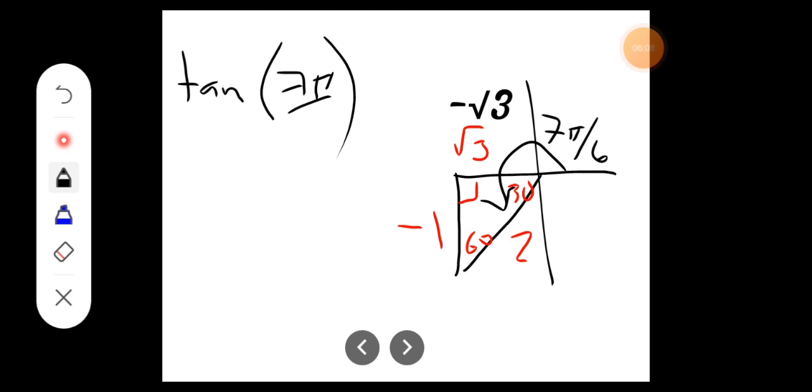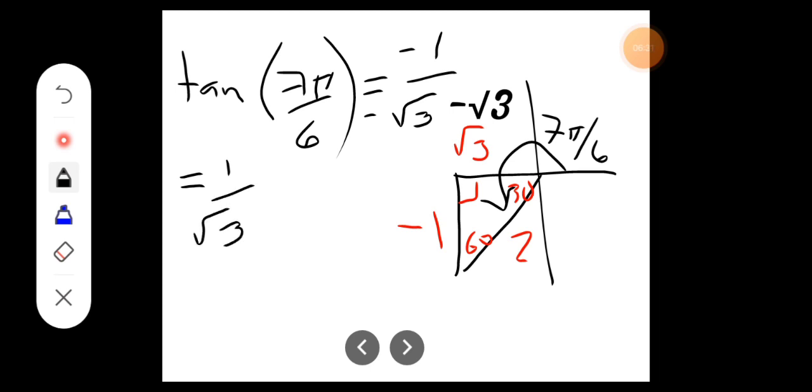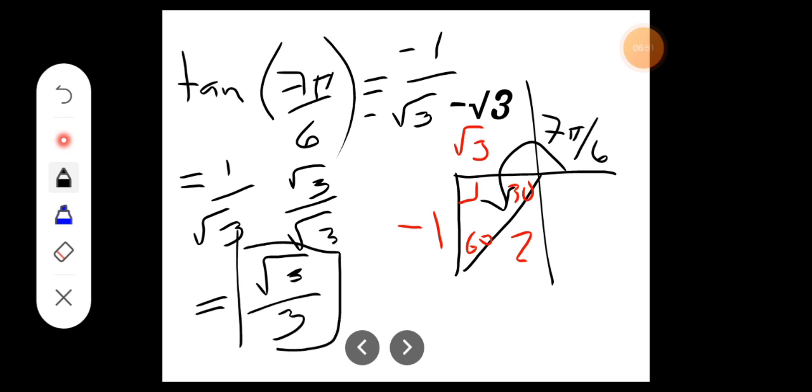Tangent of 7 pi over 6 is equal to negative 1 over negative square root of 3, which is 1 over square root of 3. And then we rationalize. So square root of 3 over 3. Here's the final answer.